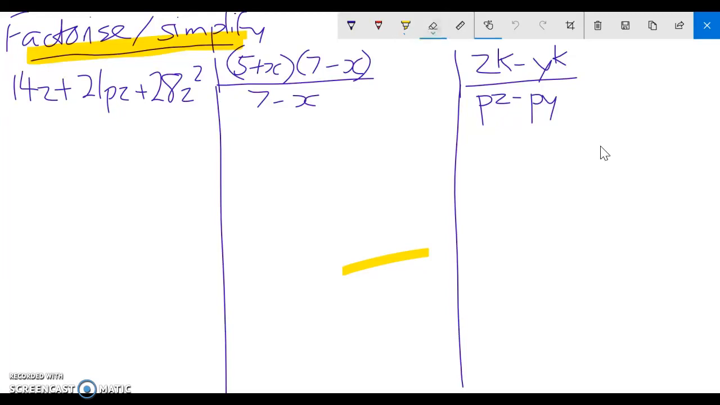It's just going to be a quick video to help us with the next test. So, a couple of questions from your sheet that you were given. The first one was factorise 14z plus 21pz plus 28z squared.